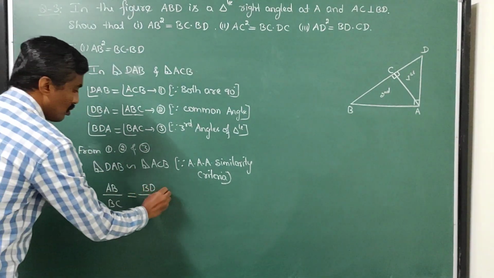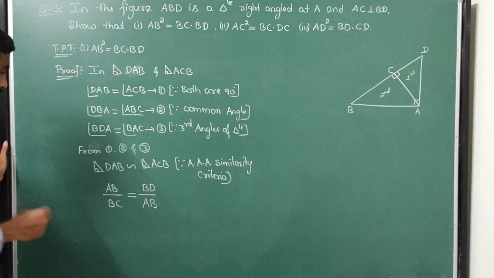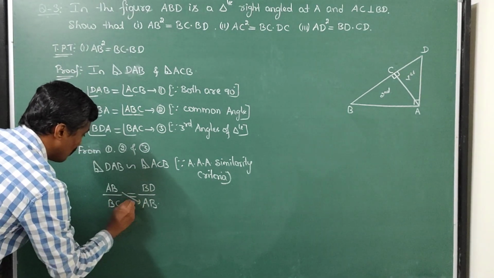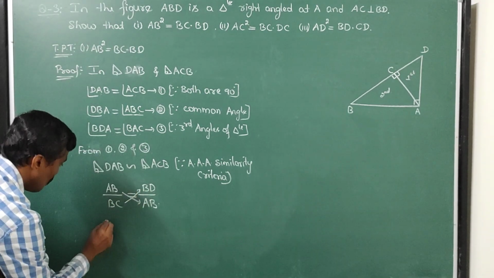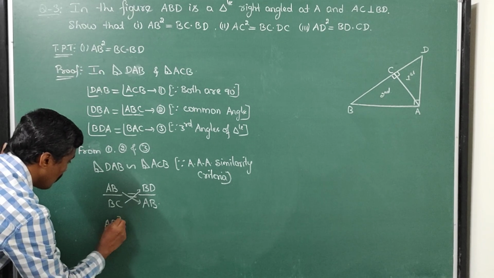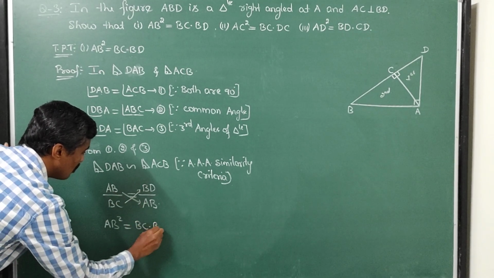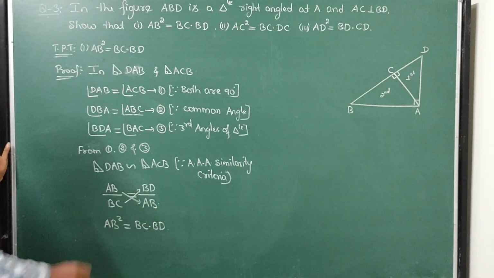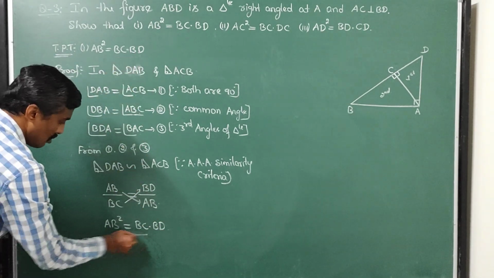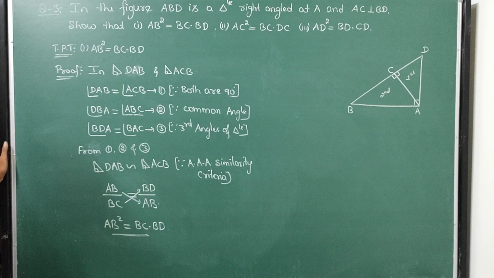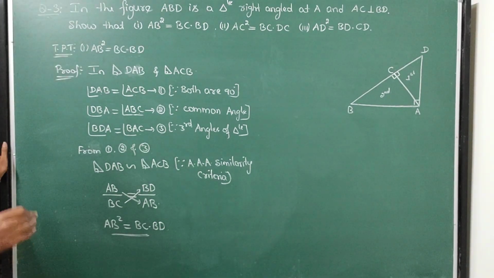Cross multiply, don't worry about the third side, we don't want it, correct? On cross multiplication, AB into AB, AB square is equal to BC into BD. This is the first point we had to prove. I hope you understood. So let me move on.